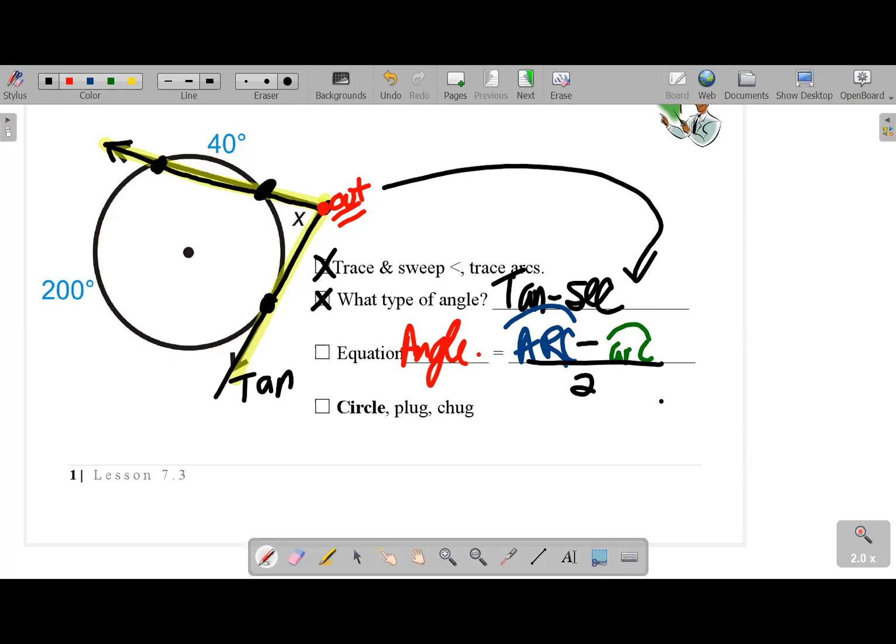Okay, this one, students, you do the circle plug chug. You text me back what you believe X is, and I will acknowledge you in writing this time. You have 2 minutes to get back to me. No, Lamau. X equals 40, doesn't it? Please text back your answer.